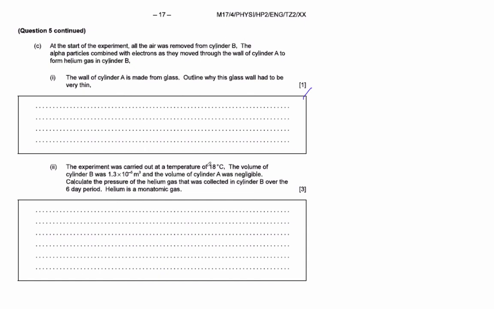Okay. The experiment was carried out at a temperature of 18 degrees Celsius, right? So that's our temperature, 18 plus 273.15, right? The volume of cylinder B was 1.3 times 10 to the minus 5th cubic meters. The volume of cylinder A was negligible, right? So that we don't have to subtract the volume of that inner cylinder, right? Calculate the pressure that was collected.